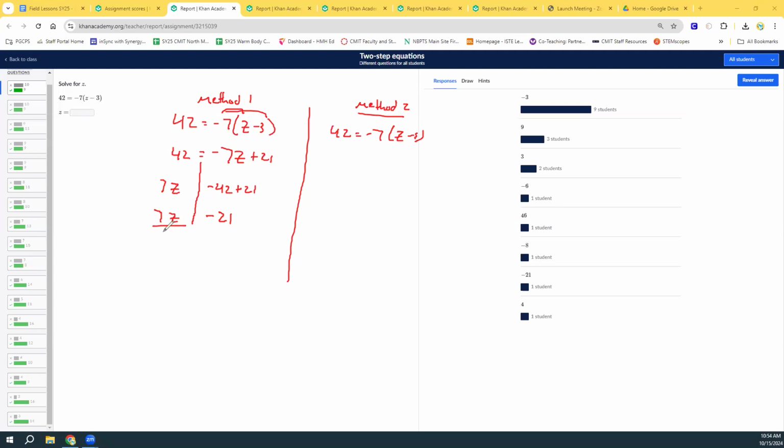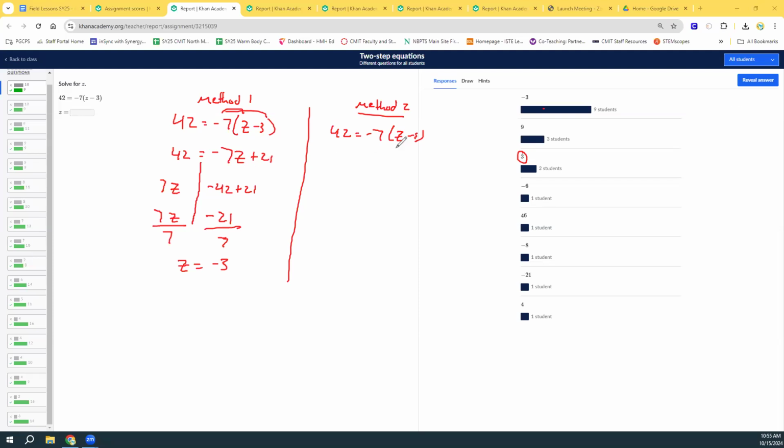And then we just divide both sides by 7. And we get negative 3, which looks like 9 students did get, but some students probably forgot the negative sign. Not sure what happened here. You can tell me. And then maybe some guesses.